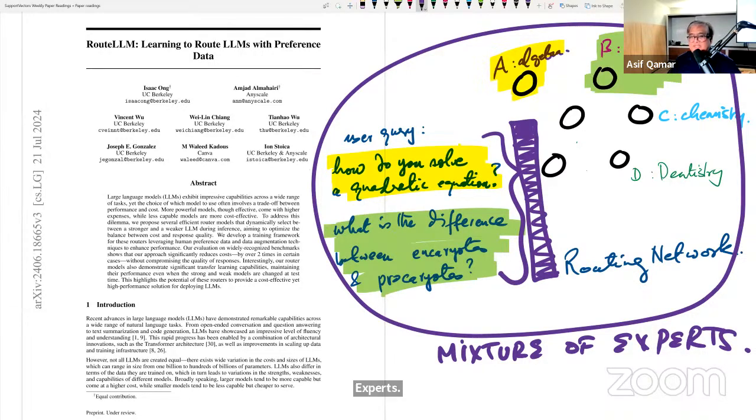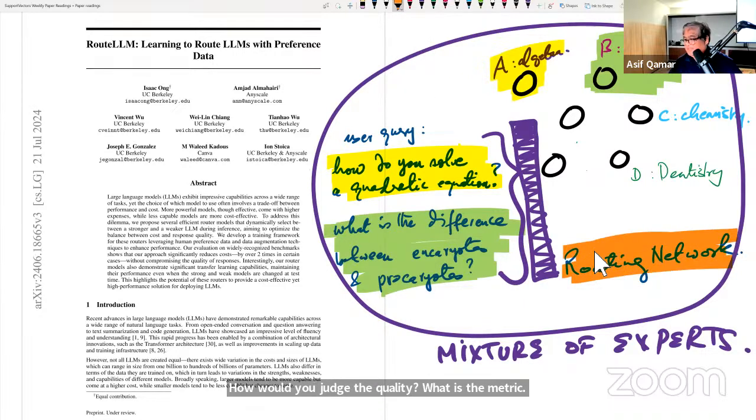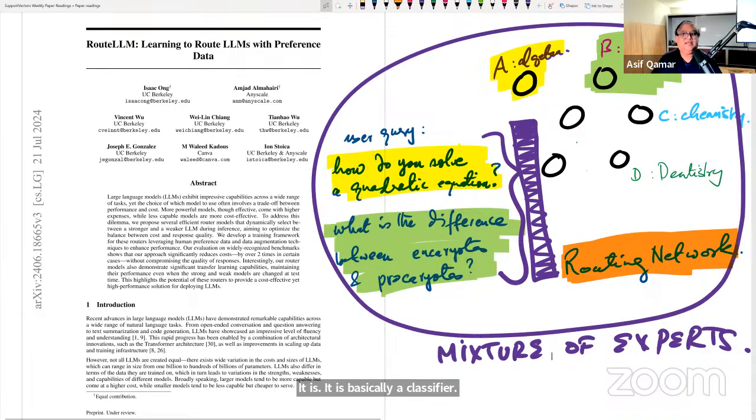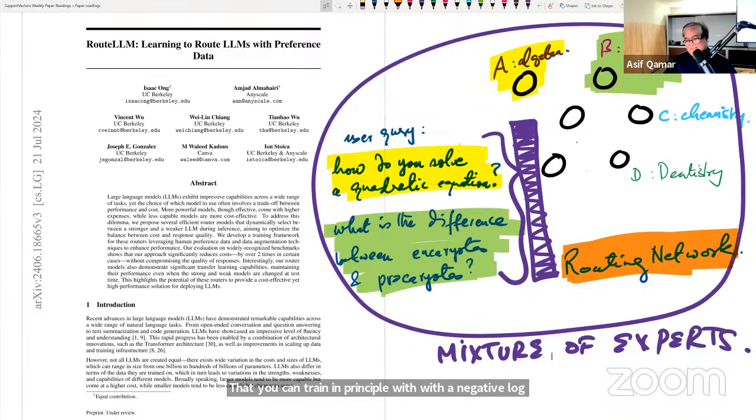And how would you judge the quality? What is the metric that will help you judge the quality of a routing LLM? It will be the correct routing. Given a query, it should route it to the correct expert. So in some sense, a routing LLM is a classifier, isn't it? Does that make sense? It is basically a classifier that you can train in principle with a negative log likelihood loss or something like that. The standard classifier loss function.